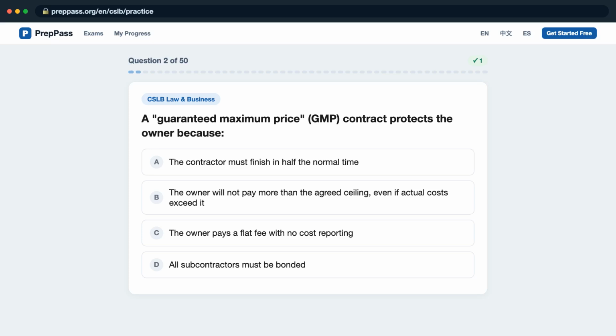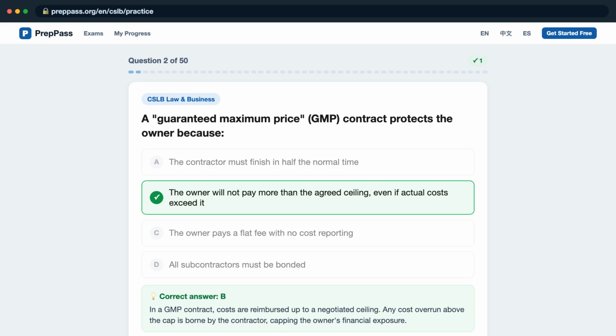Question 2. A guaranteed maximum price, GMP, contract protects the owner because, is it A, the contractor must finish in half the normal time? B, the owner will not pay more than the agreed ceiling, even if actual costs exceed it. C, the owner pays a flat fee with no cost reporting. D, all subcontractors must be bonded? The correct answer is B. In a GMP contract, costs are reimbursed up to a negotiated ceiling. Any cost overrun above the cap is borne by the contractor, capping the owner's financial exposure.